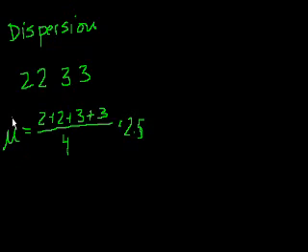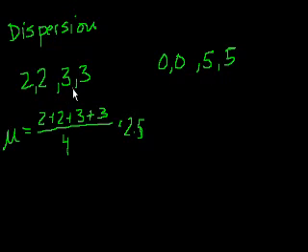Fair enough. Now what if we had this? What if we had the numbers 0, 0, and 5, and 5. So these are the numbers in the set. I'll put commas. Just so you know, these are separate numbers. What's the mean here?